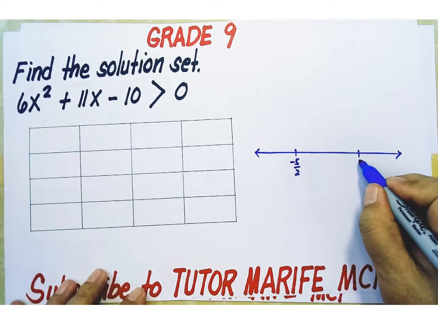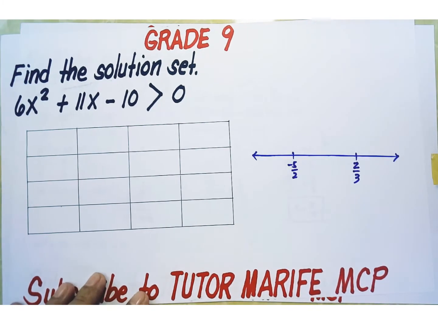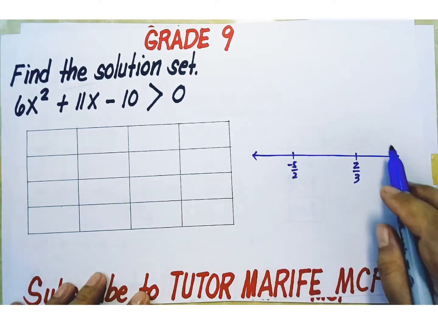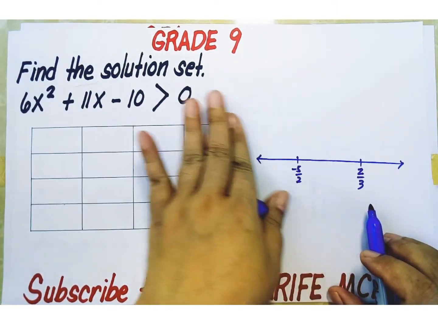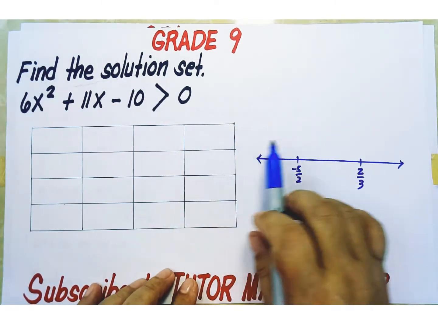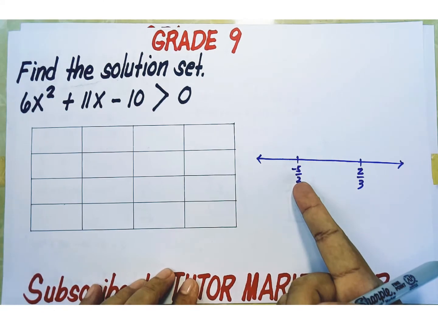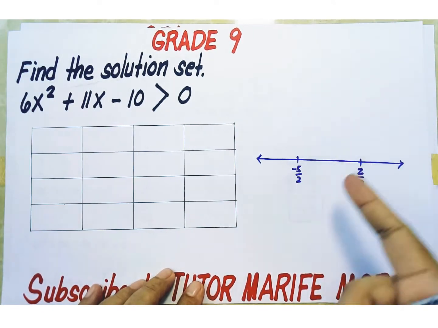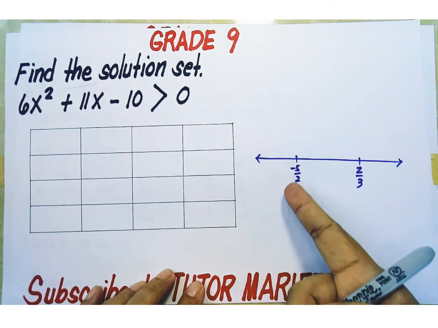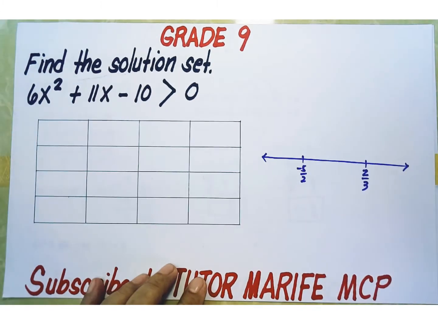2/3 should be placed on the other side, on the right side. Okay, so as you can see, the number line is divided into 3 regions. We have the leftmost region, all the numbers to the left of negative 5/2. This is our first boundary point. Then we have the middle region, all the numbers between negative 5/2 and 2/3. And the rightmost region, all the numbers to the right of 2/3.